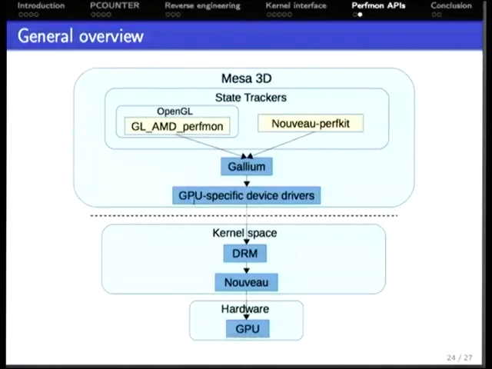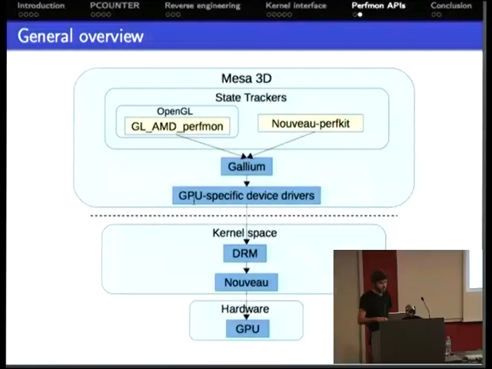So this is a general overview of the graphics stack with Mesa. We have some state trackers. In the OpenGL state tracker, we have the GL AMD performance monitor extension, and Nouveau PerfKit as a new Gallium state tracker. Currently, only Nouveau exposes its performance counters to Nouveau PerfKit. But since Nouveau PerfKit is built on top of Gallium as a Gallium state tracker, some other drivers could also expose their performance counters through Nouveau PerfKit.